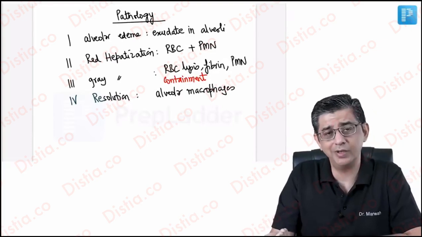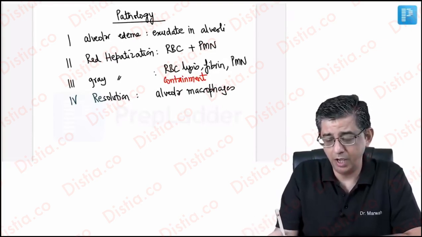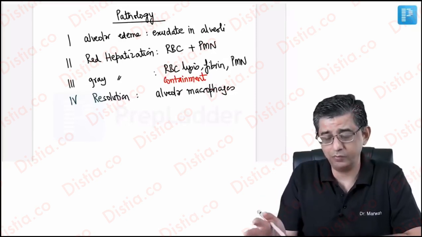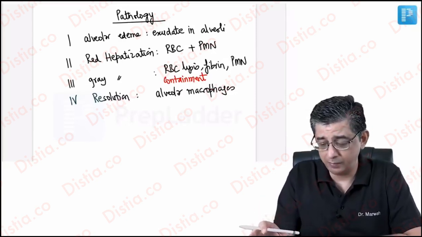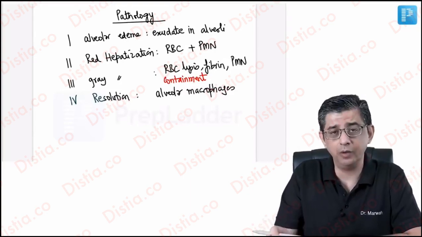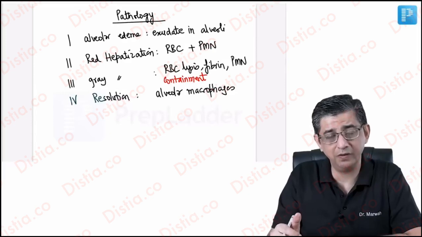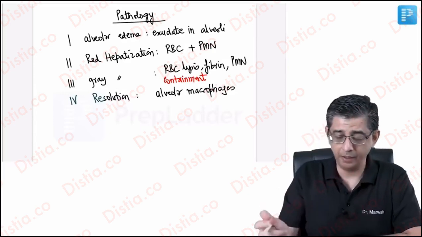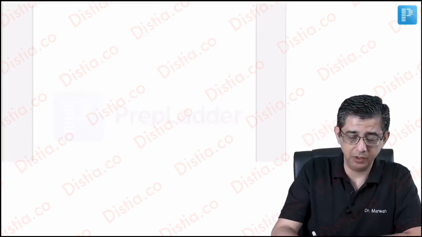And most of the time they would love to ask you regarding the stage of gray hepatization, where RBC lysis occurs, the neutrophils are still present, there would be some fibrin present, but the good news is containment of infection has occurred at this point of time, and subsequently recovery will occur. On the basis of this information, I hope it's now clear.